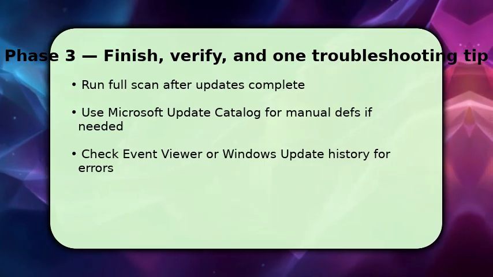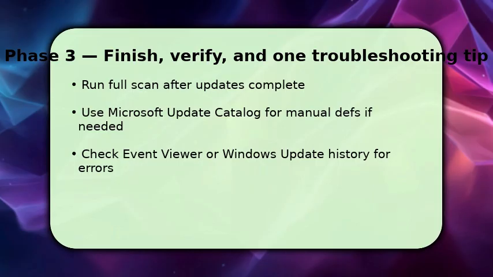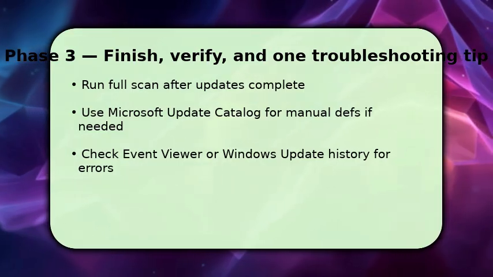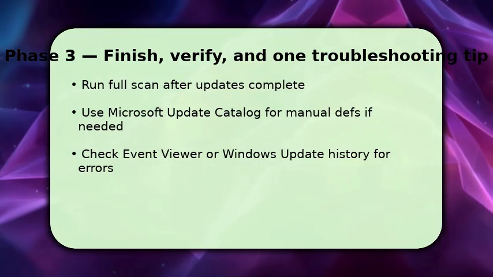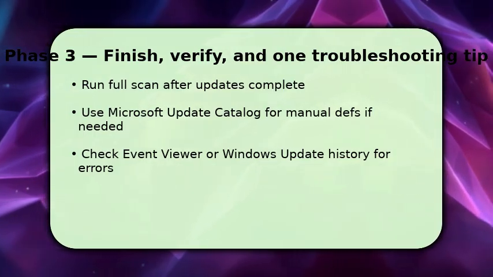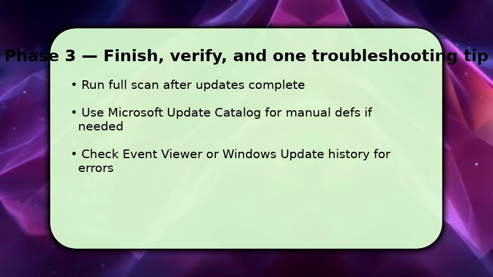If updates fail, download definitions manually from the Microsoft Update Catalog and install them. This bypasses update service issues. If problems persist, review Windows Update History or Event Viewer for error codes, then retry updates. Make sure system time is correct.